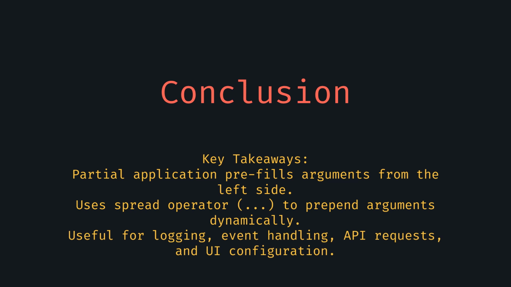This wraps up our lesson. We have learned how to prefill function arguments dynamically by prepending values while keeping flexibility for future arguments. This is a powerful technique for simplifying function calls, reducing redundancy, and improving code reusability. Try implementing this in your own projects and see how it makes your code cleaner and more efficient.